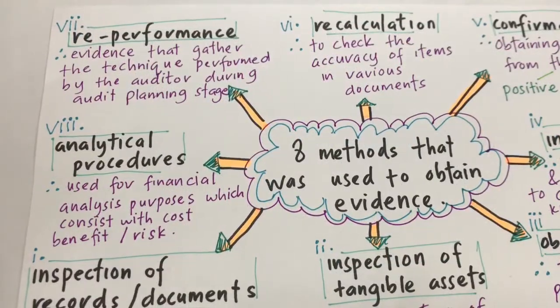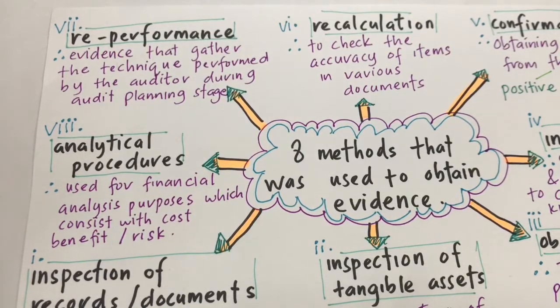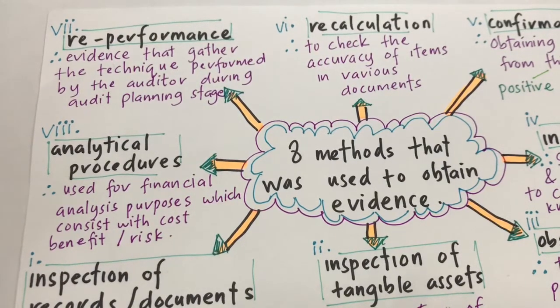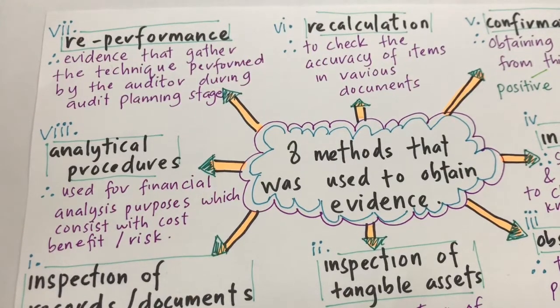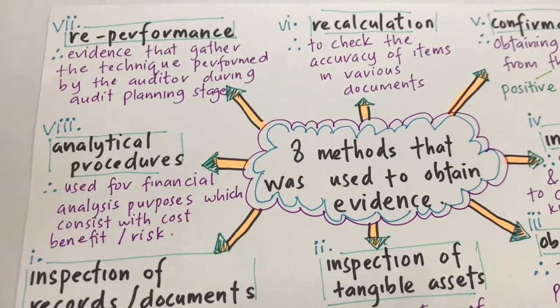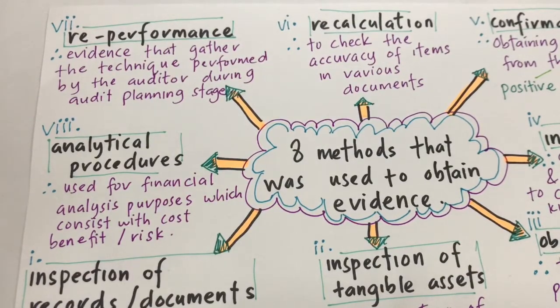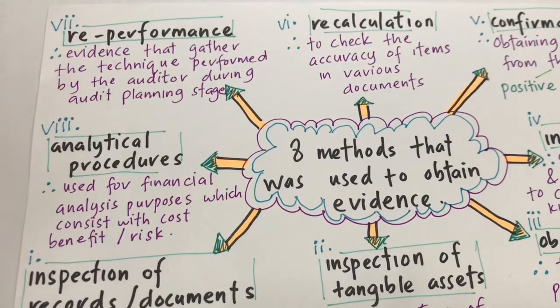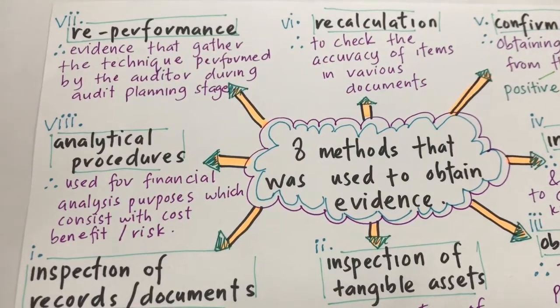Method number 7. Reperformance. Evidence gathered from the technique performed by the auditor during the audit planning stage. Lastly, analytical procedures. It was originally developed and used for financial analysis purposes, but auditors use it as an audit tool which consists of a cost-benefit or risk analysis approach in auditing.